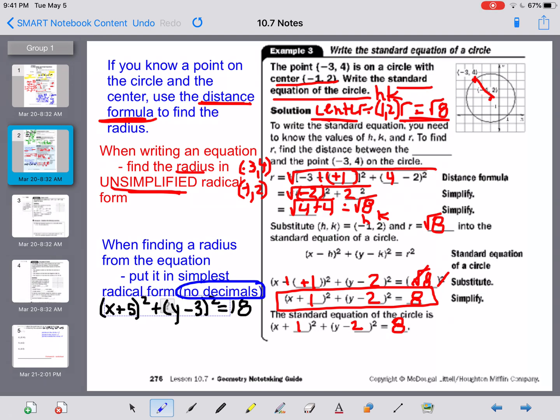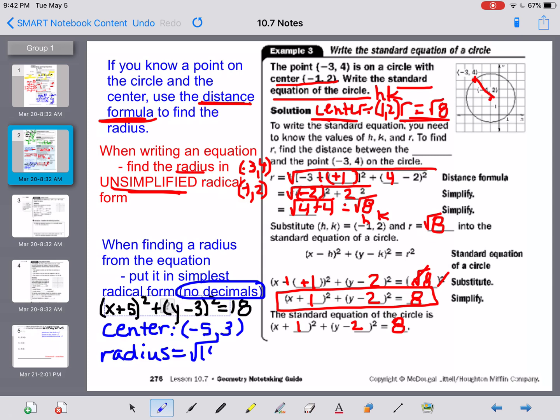All right, just for practice, if I look at this equation, what is the center of this circle? Opposite what I see with the x, opposite what I see with the y. So my h is -5, my k is 3. For my radius, I always take the square root of that number at the end, that r squared, so I take the square root of 18.